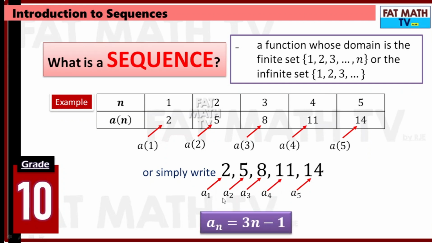So here in this case, as you can see, the nth term of a sequence can be derived by this formula, 3n minus 1. We can have this 3n minus 1 as the generator of the terms of the sequence. If you replace n here with 1, that's 3 times 1 minus 1, that's 2 for the first term. When n is equal to 2, that's 3 times 2 minus 1, that's 5. If n is 3, that is 3 times 3 minus 1, that's 8, and so on for n equals 4 and for n equals 5.